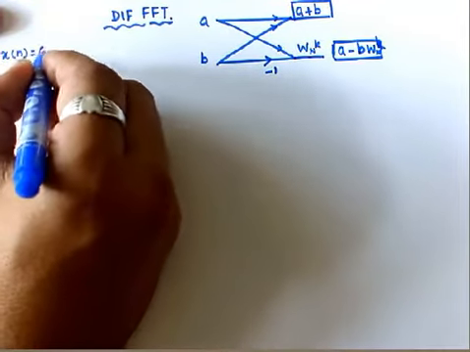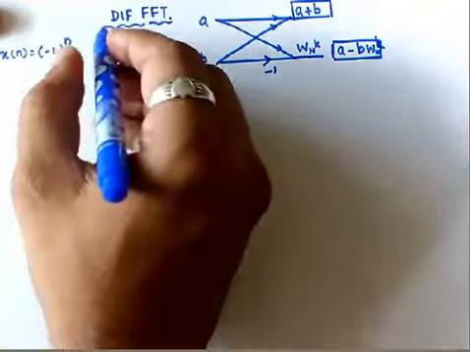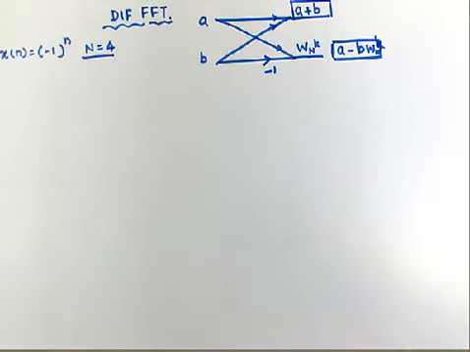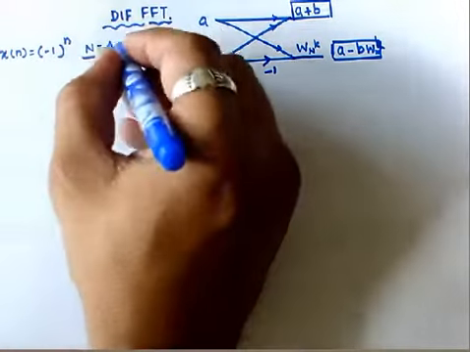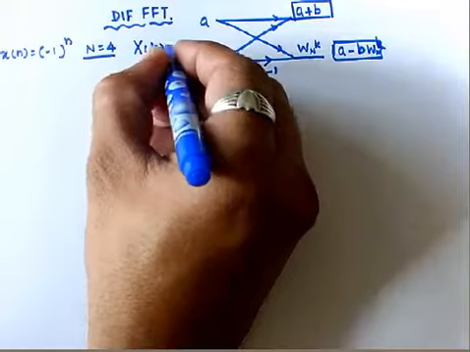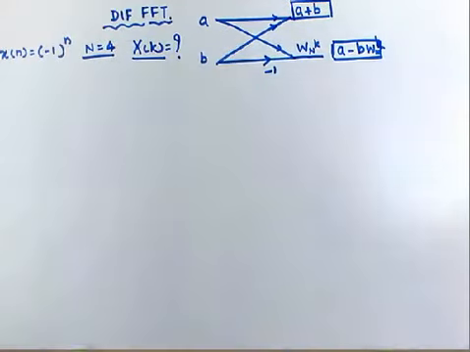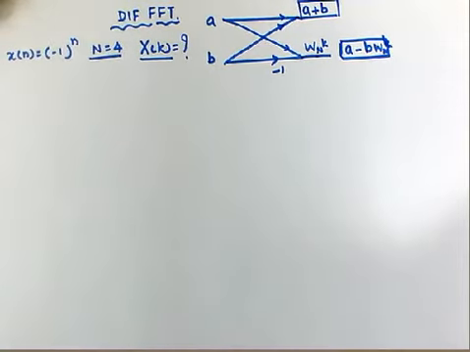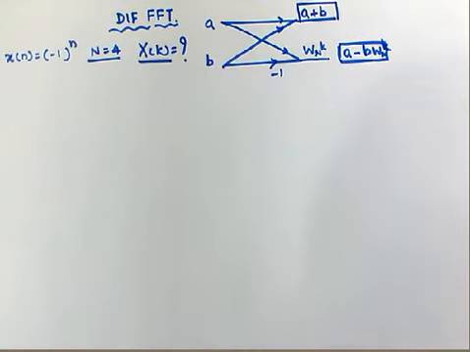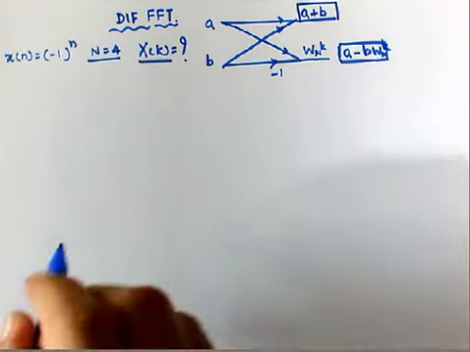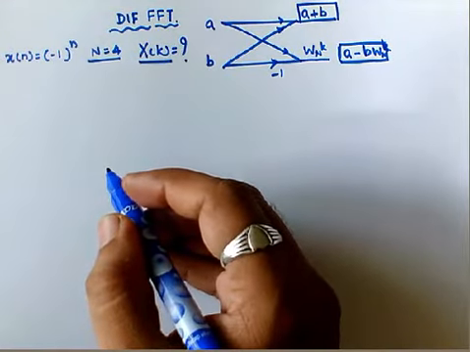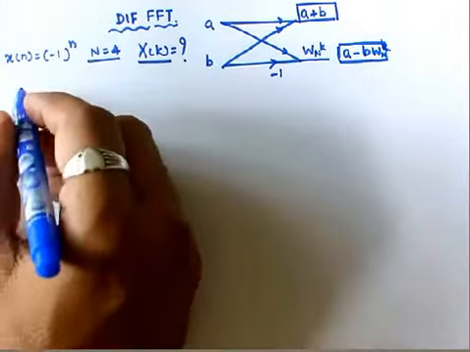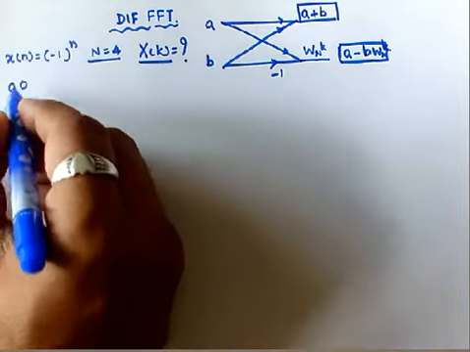x of n is given as -1 raised to n, with capital N equal to 4. It means we are proceeding with the 4-point DIF FFT, and obviously we are interested in calculating X of k. But the thing to be considered is that the shuffled sequence we used to write for the input in case of the DIT FFT, this time the shuffled sequence will be at the output, that is, for X of k it is applicable. So let's write down what exactly the shuffled sequence is.